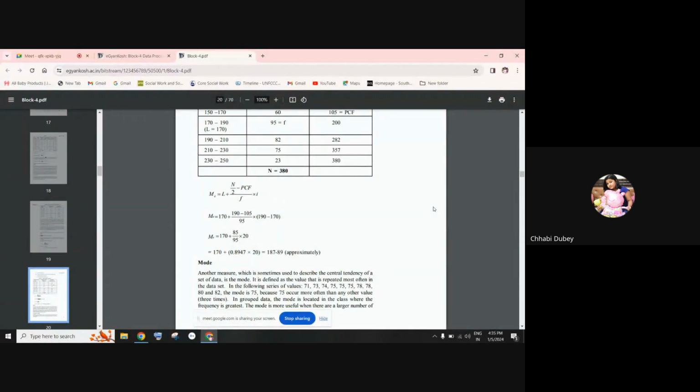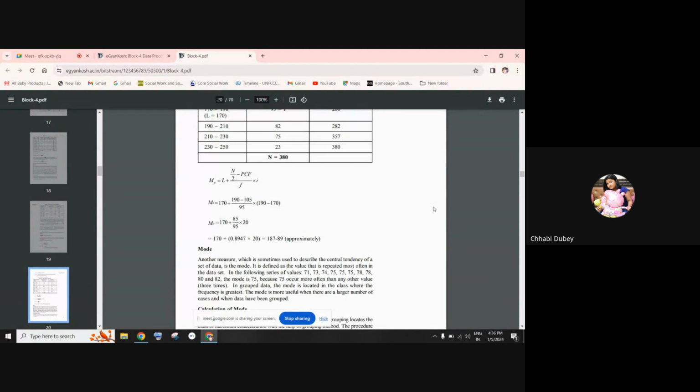After this, they have given us two examples over here. After this, another average that is given to us is what is known as the mode. Mode is basically the value that is repeated the most number of times. When we are analyzing the data, we will find that there will be certain value which will be repeated the most number of times. So that value will give us the mode.